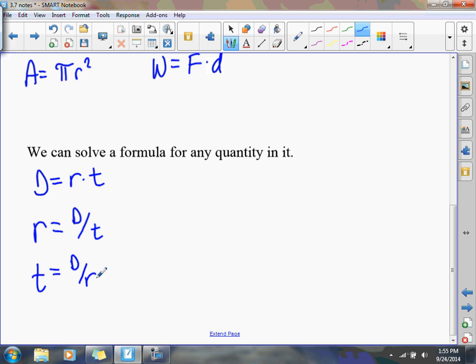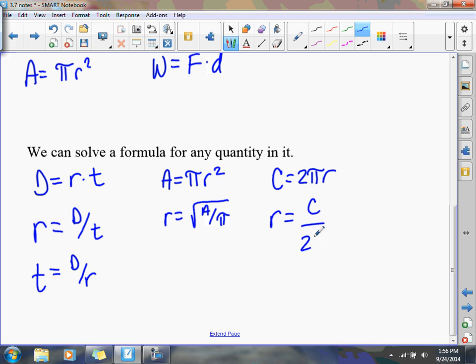Same thing for, I don't know, area of a circle. Area equals pi r squared. If you wanted to solve that for the r, you would have to divide by the pi, and then you'd have to take the square root. So you'd have the square root of the area divided by the pi. We could even do circumference, 2 pi r. If you want to solve that for the radius, you'd have circumference divided by 2 pi.